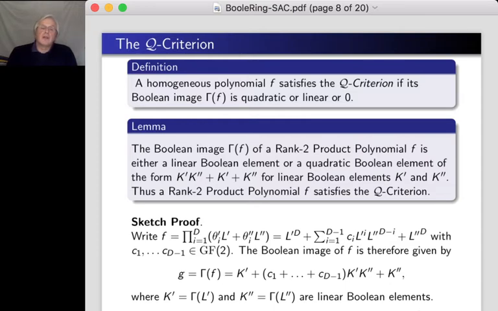So depending on whether the sum of c_1 to c_{d-1} is 0 or 1, I get the two cases in the lemma. But the point of this lemma is that for a rank 2 product polynomial, its Boolean image is quadratic of this particular form, or it is linear, or possibly 0.